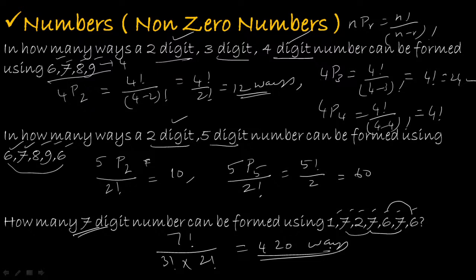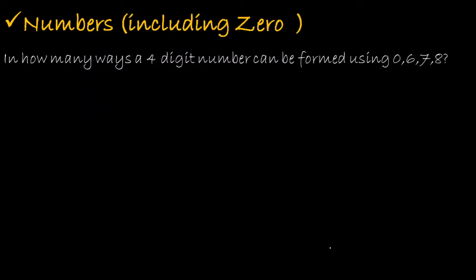So in terms of numbers, that is, non-zero numbers with repetition and without repetition of digits, how can we calculate the different permutations, the different number of arrangements? That is what we have discussed now. Now let me move on to the next category, that is including 0.